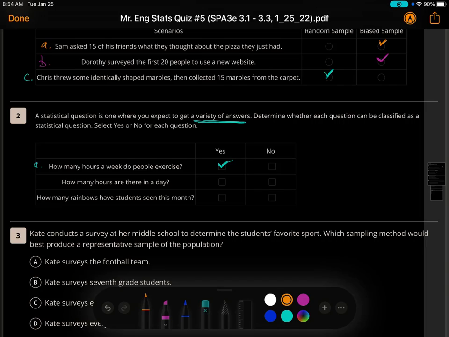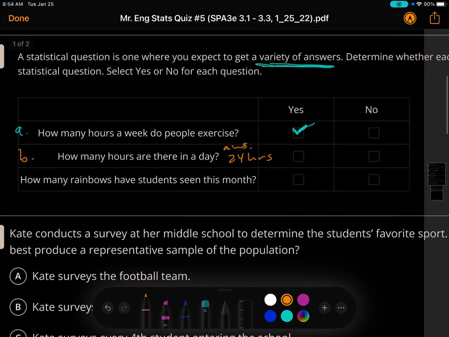Okay, how about B? How many hours are there in a day? Well, this one, you can't argue. It's only 24 hours in a day. The answer is 24 hours, right? So you know the answer is 24 hours. I mean, it doesn't vary. So the answer is no, this is not a statistical question.